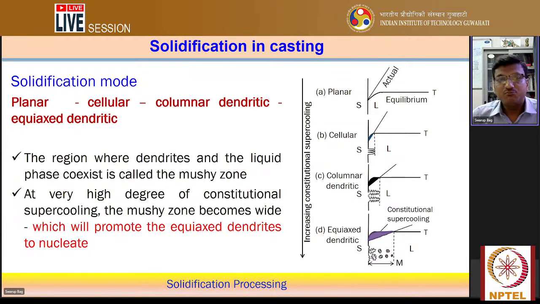Therefore, the zone where the dendrites and the liquid phase coexist is called the mushy zone. We can see that liquid and solid phases coexist in the mushy zone. But at a very high degree of constitutional supercooling, the mushy zone usually becomes wider, and this promotes the equiaxed dendrites to nucleate. So the range between the solid and liquid temperature decides the range of this, and the chances of constitutional supercooling are much higher. The zone is wider, and that promotes the equiaxed dendritic kind of structure.